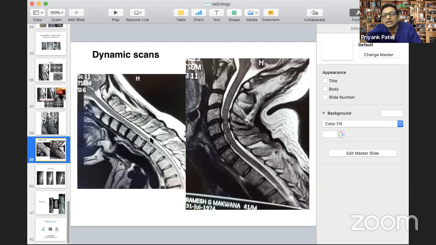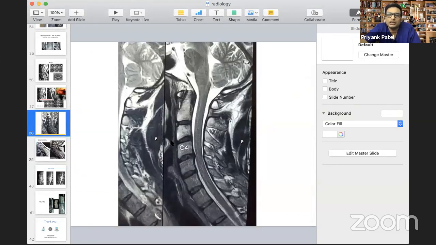What happens in DISH? DISH is diffuse idiopathic skeletal hyperostosis, wherein all the new osteophytes which are getting generated become amplified. So instead of having a small osteophyte developing, you have a big fat osteophyte that develops, and that is what is DISH. And DISH you usually see in the front where the traction osteophytes and degenerative osteophytes are getting developed.